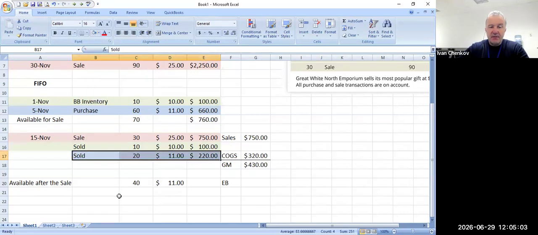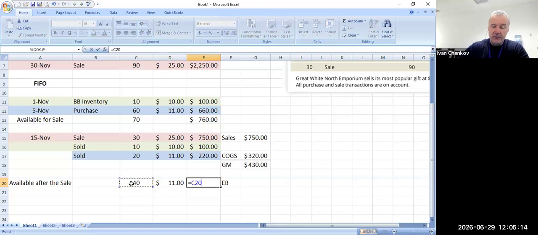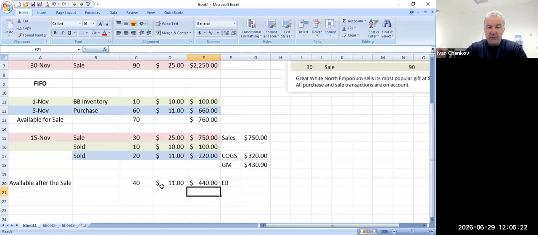From the first purchase, I'm selling only 20. How many left from my first purchase? The other 40. What was the cost for the first purchase? $11 per unit. So how much my ending inventory? 40 times 11, 440. So after the first sale on November 15th, I still have 40 units, which comes from the last purchase, $11. So the cost for those is $440.